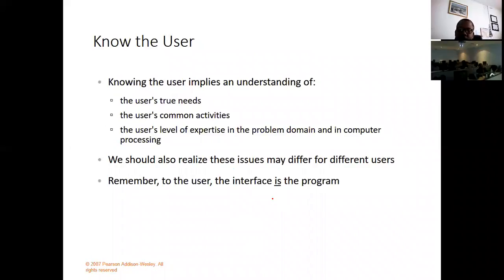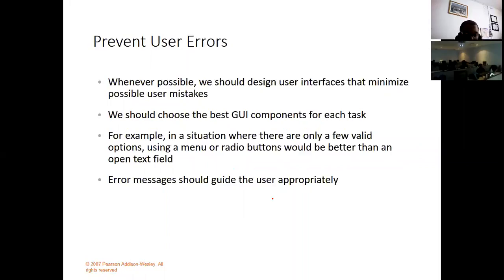So knowing your user actually implies an understanding of their needs, what their common activities are, and their level of expertise within the problem domain, right? And then many users also differ from others in terms of how they work, right? And as I mentioned before, to the user, the interface is the program. So if the interface is no good, they conclude the program is no good. You also want to design to make sure that wherever possible, you're minimizing user mistakes.